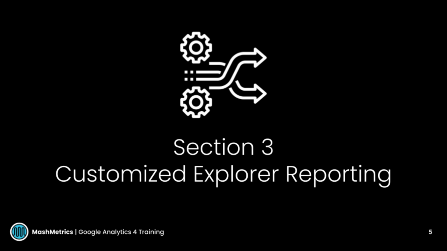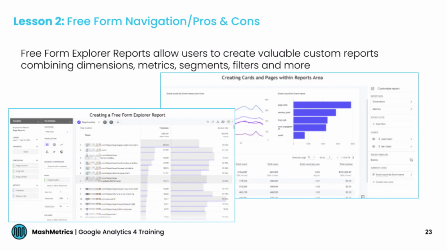Freeform Explorer reports allow users to create valuable custom reports combining dimensions, metrics, segments, filters, and more. In a previous lesson, we briefly demonstrated how you can edit the pre-existing reports, which are great for data sets that are needed on an ongoing basis. The Explorer reports, however, offer a bit more flexibility and a bit of a sandbox to analyze the data prior to publishing as an ongoing report within the library.